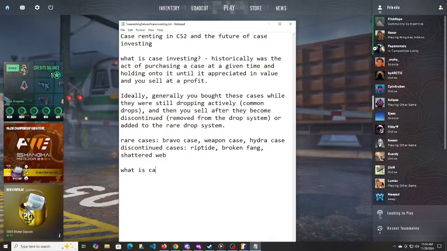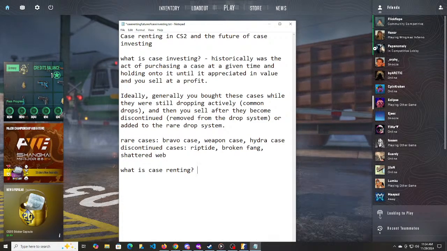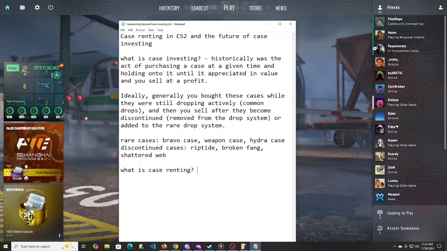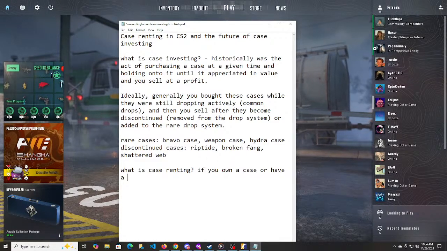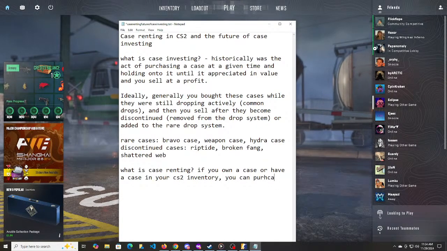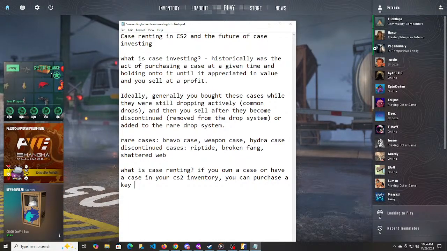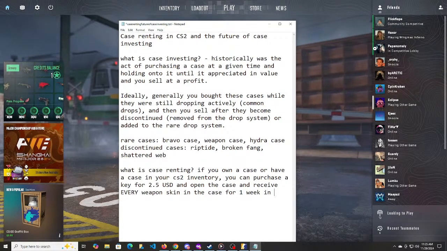Now I'm going to answer what is case renting. So they started this with the Kilowatt case, and they added it to the Gallery case, and now they added it in the most recent CS2 update. They made it such for every CSGO case. So it doesn't matter what case it is. If you have a case in your CS2 inventory, right? You can purchase a key for, I guess, $250, right? US dollars. And open the case and receive every weapon skin in the case for 1 week in random floats.